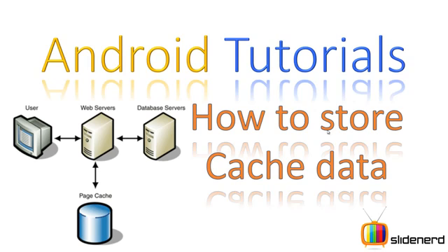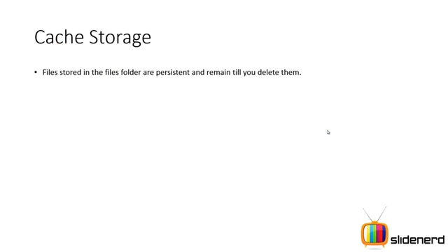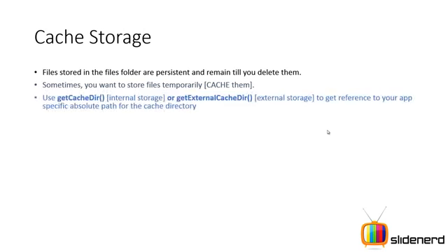Now it can be internal storage or external storage, which means you get to control where your cache files are going. But remember one thing, the cache data may be deleted automatically by the system if it falls short of memory. So now let's see how cache works. Files stored in the files folder remain as long as you don't delete them, but in the cache storage you can actually store them temporarily.